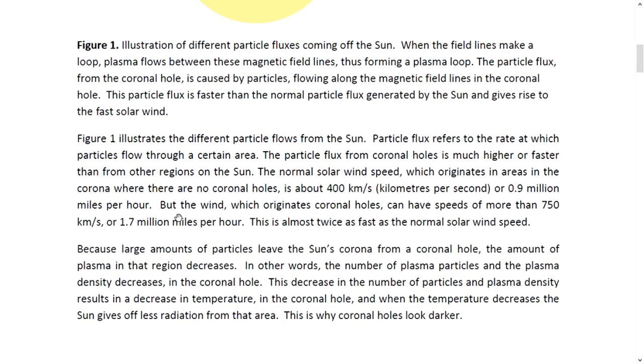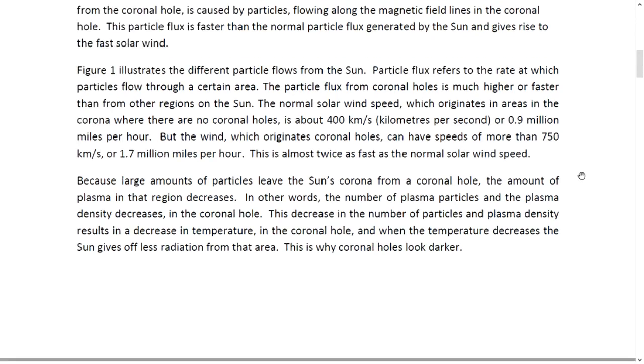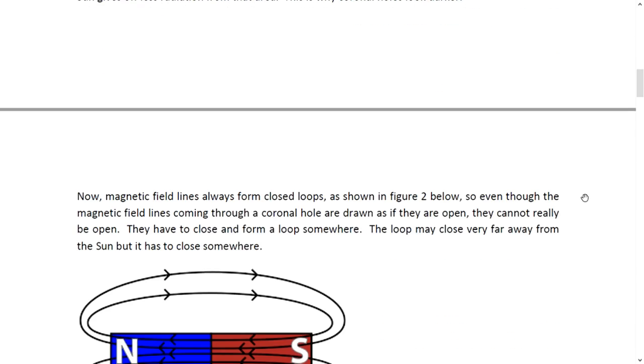As the report goes on here, it states that the solar winds which originate in coronal holes can have speeds of more than 750 kilometers per second or 1.7 million miles per hour. Now, ladies and gentlemen, last week we saw a coronal hole produce solar winds at 2.5 million miles per hour. That is absolutely extreme. And we're going to go ahead and move further down here.